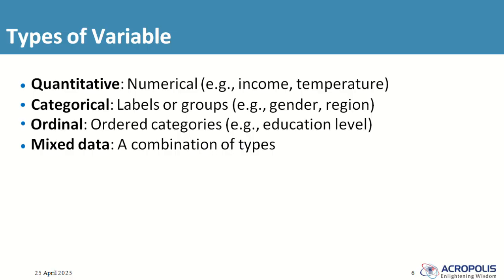Now we are going to move forward with mixed data variables. Data sets that include a combination of numeric and categorical variables are known as mixed variables. For example, a data set with age, which is quantitative, gender, which is categorical, and satisfaction level, which is basically ordinal. The relevance is that such data is common in real world data sets and requires hybrid handling during analysis.